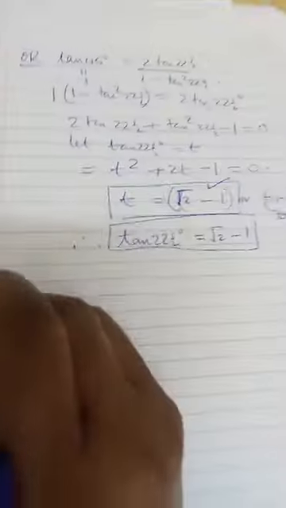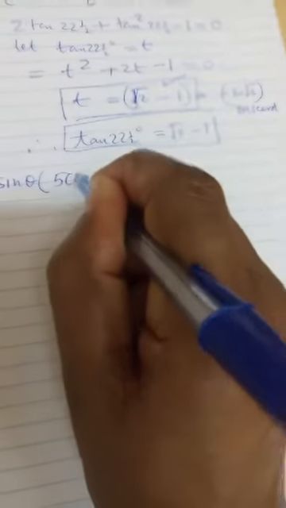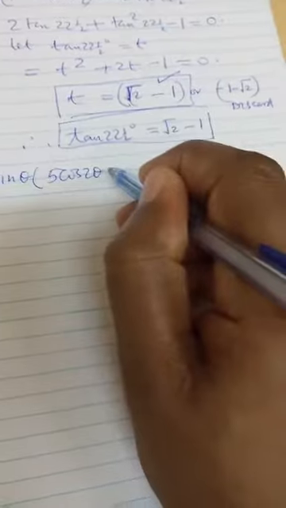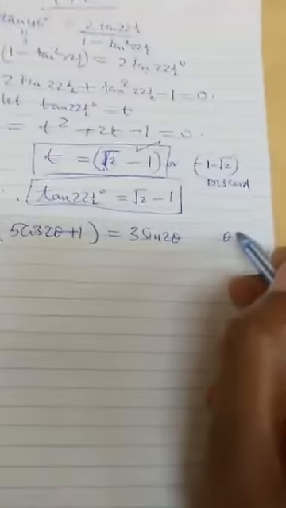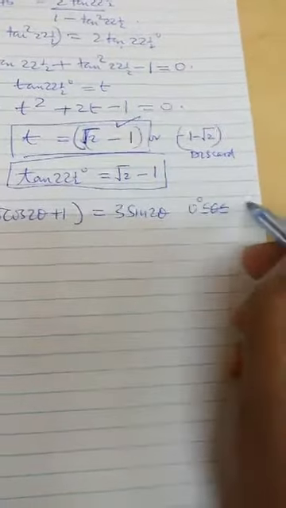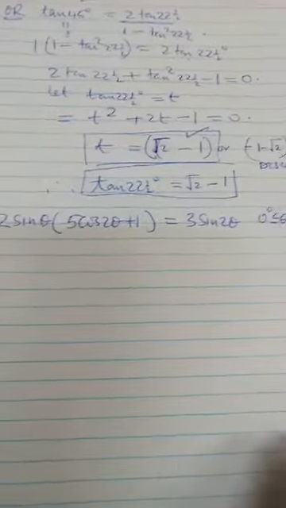Number 13, we are dealing with 17C and building capacity for you to be able to try out the other numbers. 13 is 2 sine theta, all into 5 cos 2 theta plus 1, is equal to 3 sine 2 theta. And they are telling us to find values of theta in the range 0 to 360 degrees. This language, you all understand it better by now.